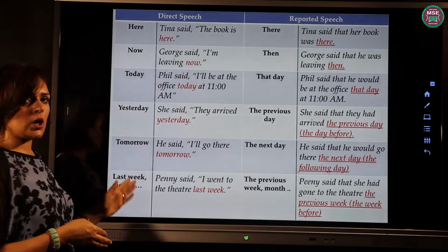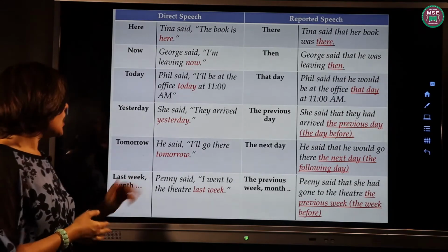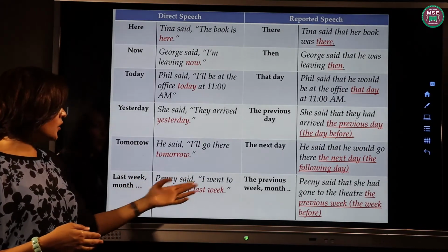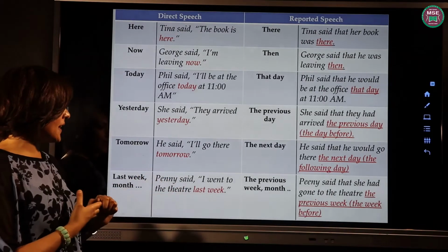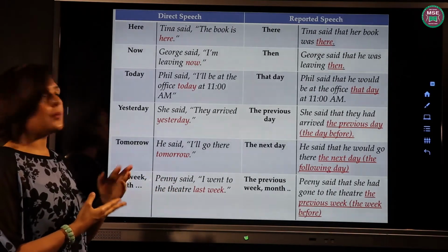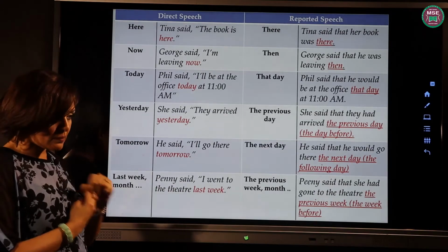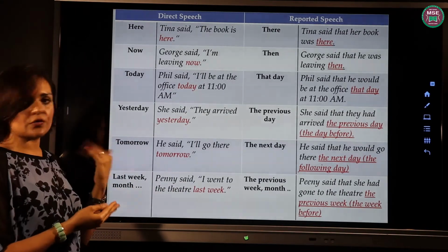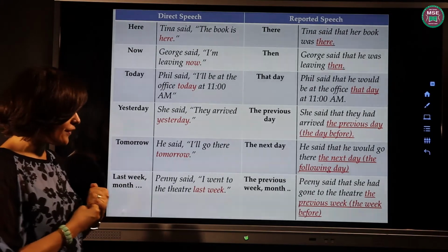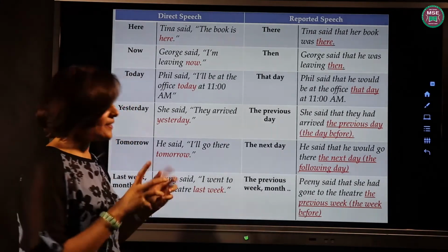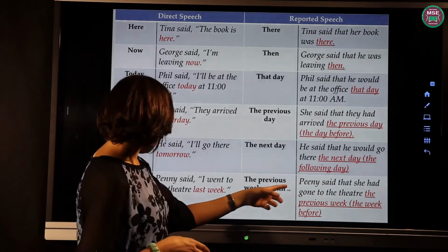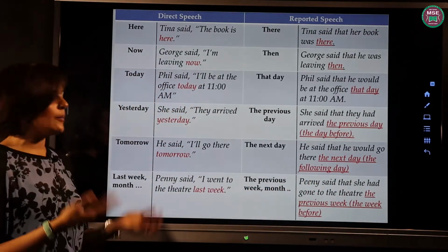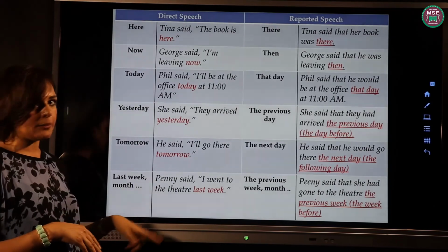For last week or last month or last year, we can say, Penny said, I went to the theater last week. For sure, this is past tense. When we find past tense, what shall we make? We have to push it back a tense, which is the past of the past, which is the past perfect form. And then we make the other changes. We will say here, Penny said that she had gone to the theater the previous week or the week before.